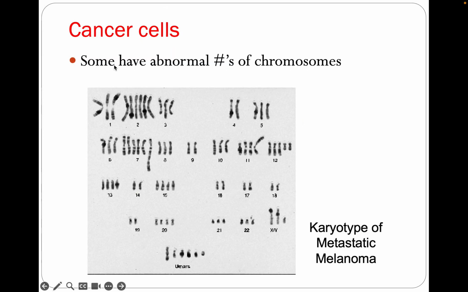All right, cancer cells, and this is really interesting. Some cancer cells have abnormal numbers of chromosomes as well. So if you look at this karyotype from a metastatic melanoma, melanoma is a skin cancer. Metastatic means that it has traveled from its point of origin to cause cancer in other parts of the body as well. It's got 3 copies of chromosome number 1, 1, 2, 3, 4, 5, 6 copies of chromosome 2.